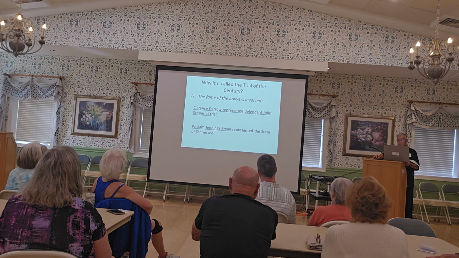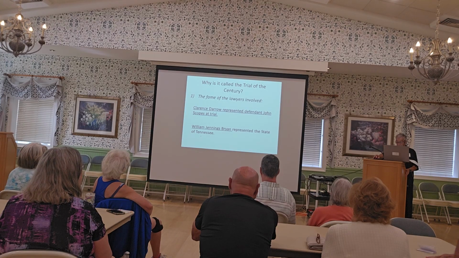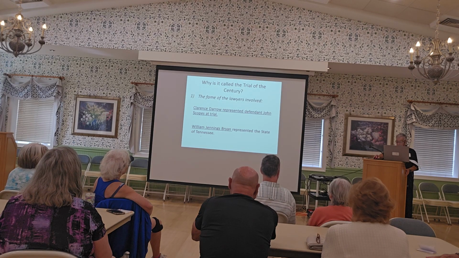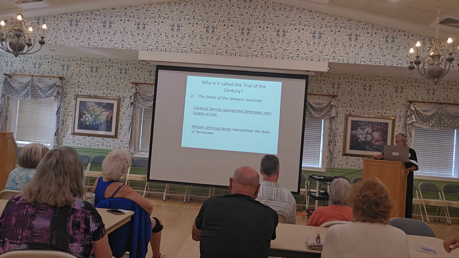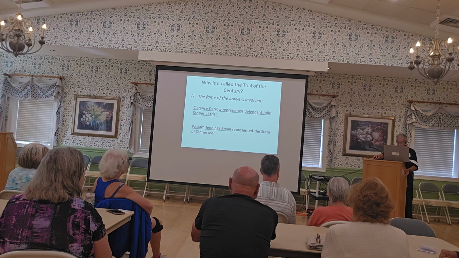Clarence Darrow represented the defendant, John Scopes, at trial. Darrow was probably the most famous lawyer of his time. He was the champion of the underdog. His most famous trial before the Scopes trial was defending the murderers, Nathan Leopold and Richard Loeb, who had murdered 14-year-old Bobby Franks. Darrow convinced the jury not to give his clients the death penalty. This was considered a victory for Darrow.